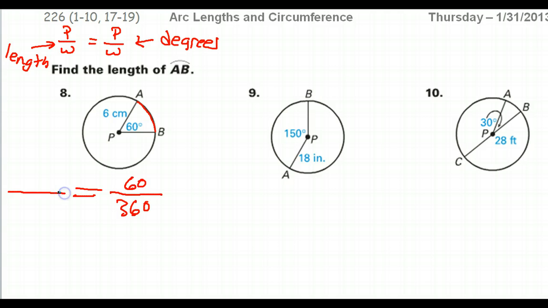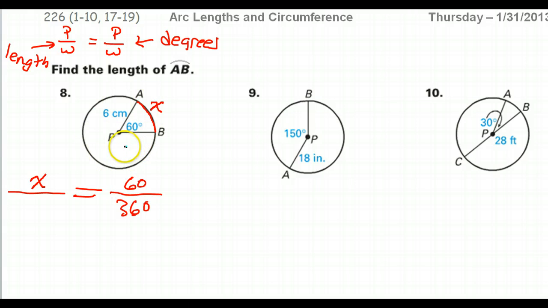Now, part over whole length. Well, the partial length, we don't know. That's what we're supposed to find. That was a terrible X. Let me try that again. So pretty. So the partial length, that's what we're trying to find. That's X. Now the total length is the circumference.